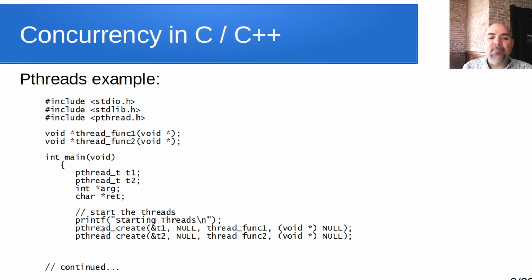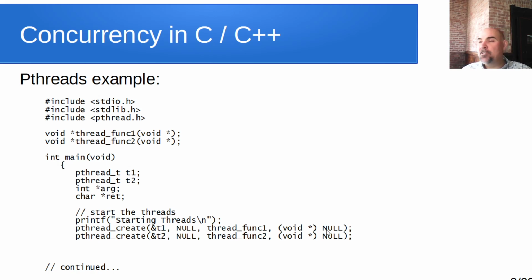Then I start the threads by calling pthread_create, and I pass the address of this one because it's going to fill in the ID for us. NULL is the attributes argument. I'm not passing any attributes, so it's okay to put NULL there. Here's thread_func1, the pointer or address of that function. And here I'm passing a void pointer NULL for the arguments, meaning I'm not passing anything into that function. But I could, if I wanted to, put some data here as long as it evaluates as an address. So I could pass the address of a structure.